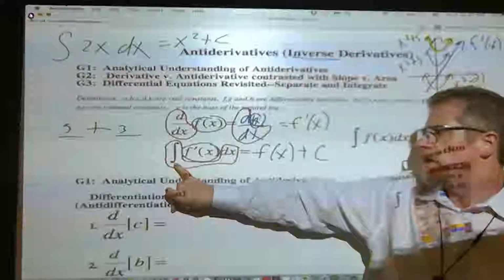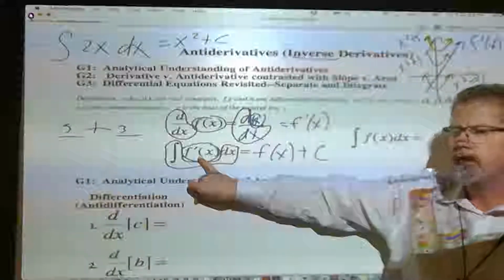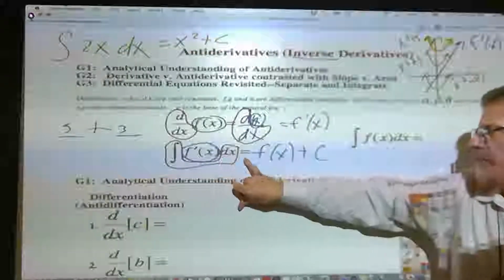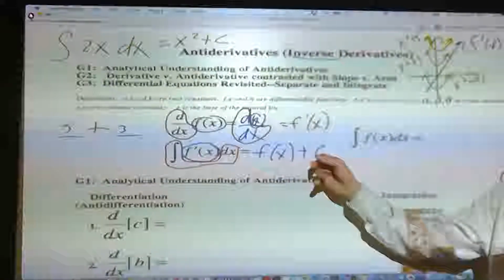Ready? Go. The antiderivative of f prime of x with respect to x is equal to f of x plus the constant.